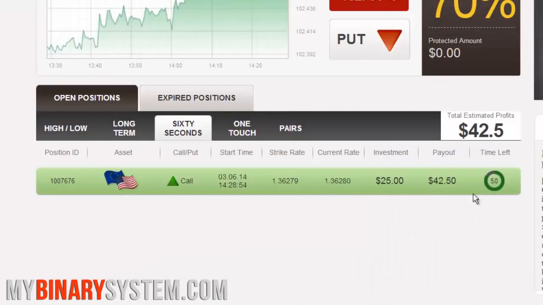Here, we can see the information on my trade, as you saw before. As I mentioned, with a $25 investment, we're looking at a $42.5 payout.